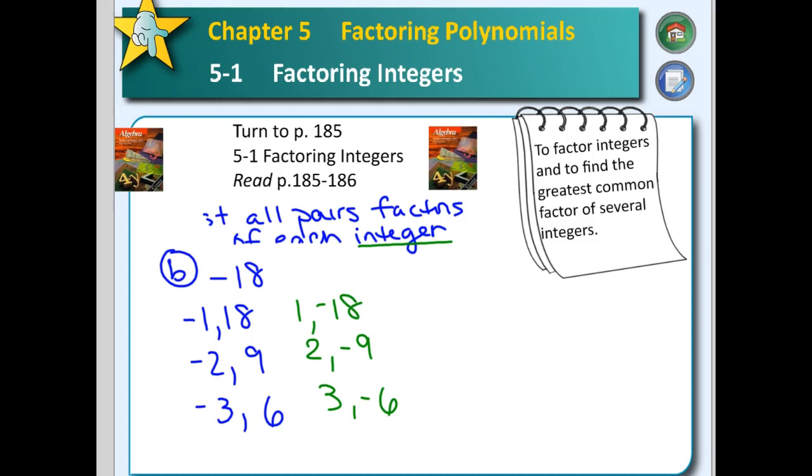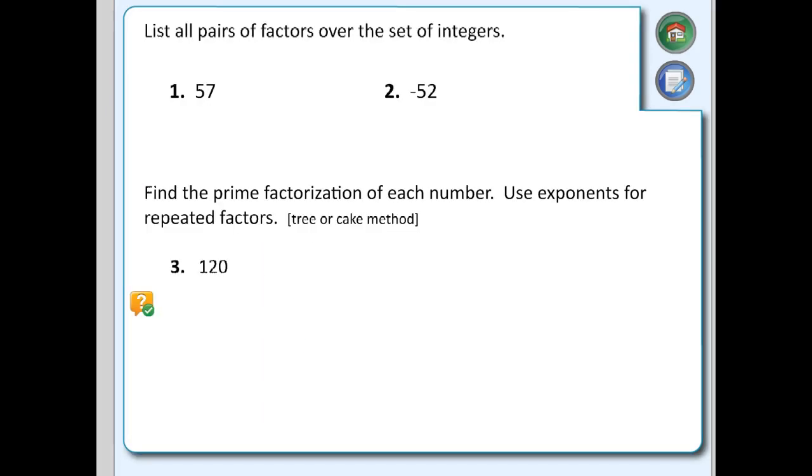All right, so let's go ahead and go to our next slide. Let's see if we can do numbers 1 and 2 together. All right, let's look at number 1. What would be all pairs of factors over the set of integers for 57? Well, I know it's got to be 1 and 57.